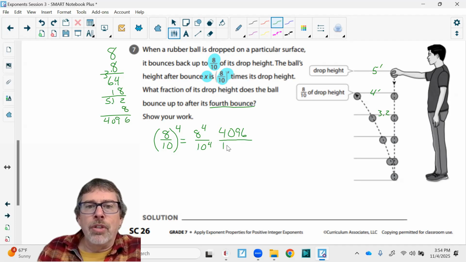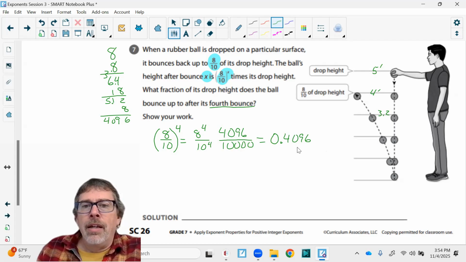10 to the fourth, which is 1 with 4 zeros, which is 0.4096, because it's 4096 tenths, hundredths, thousandths, 10 thousandths. Okay, so that is approximately, actually, let's keep it equal. That equals 40.96%, if you will, of the height that it was dropped from. So the fraction answer actually is right here.